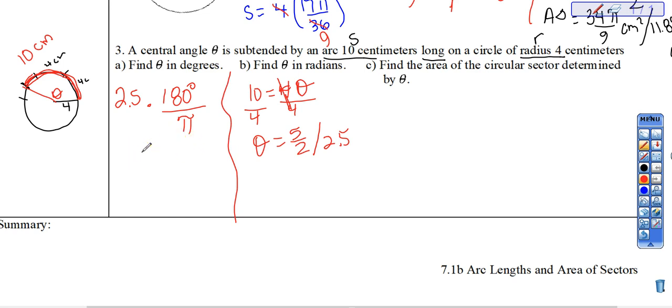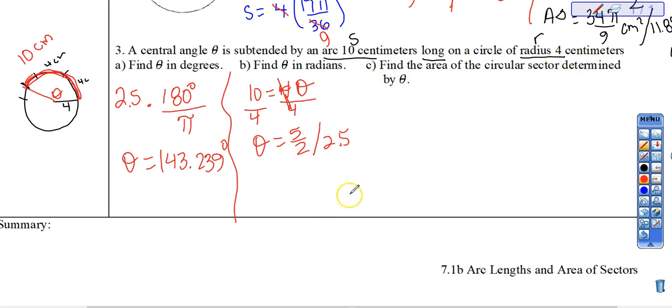So here's what I'm getting. Theta is equal to approximately 143.239 degrees. And if you look at the angle that I sketched over here, I did a pretty good job. Questions?